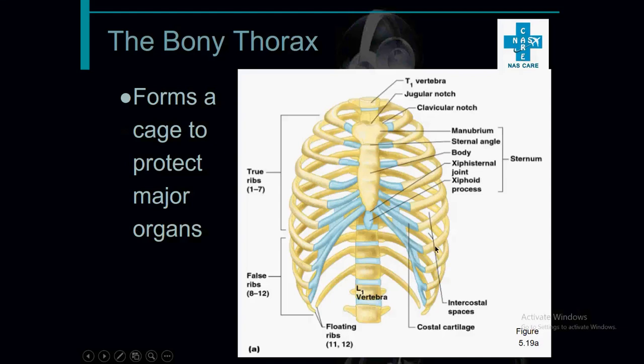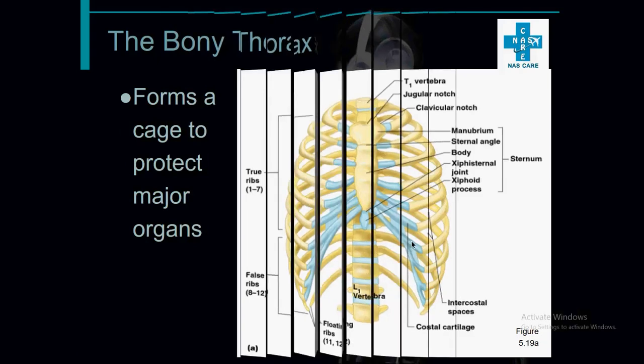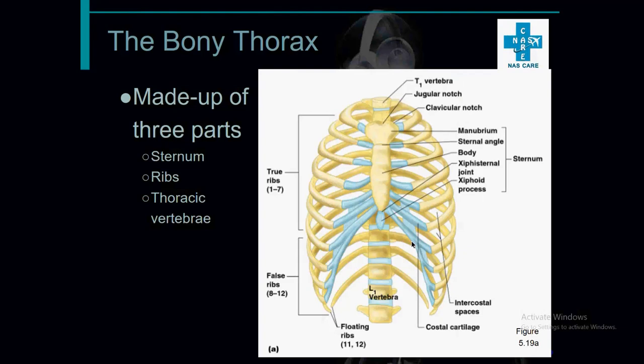And these are the intercostal spaces between the ribs. And these are made from the costal cartilage, not bone. And the thorax is made of 3 parts: sternum, ribs, and thoracic vertebrae, as I told.